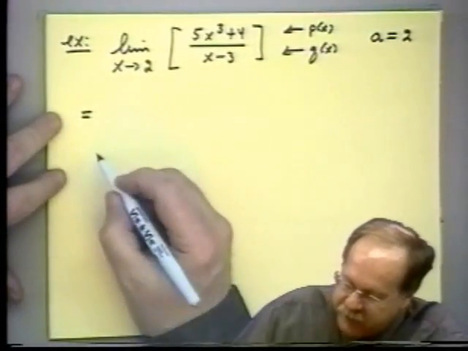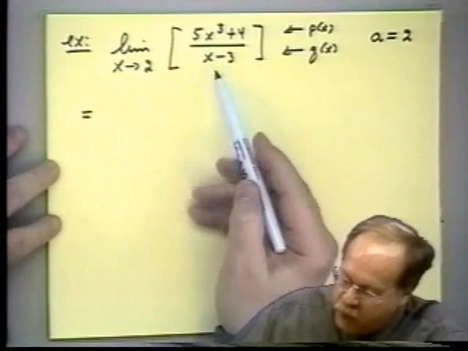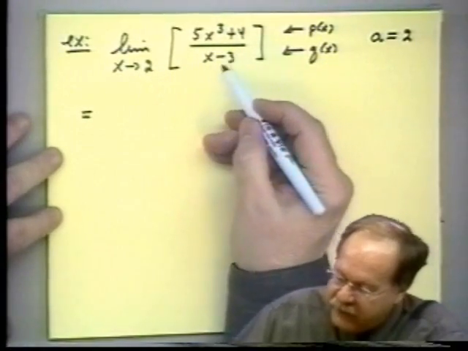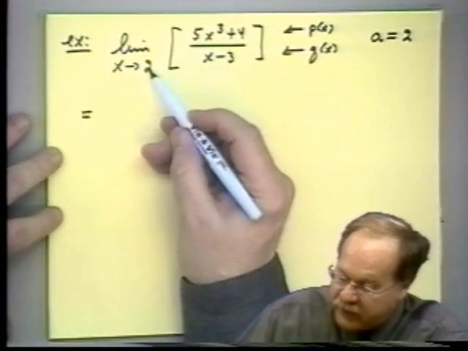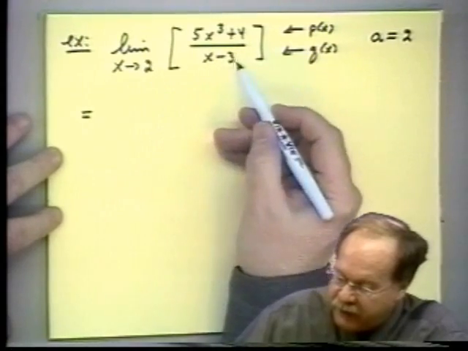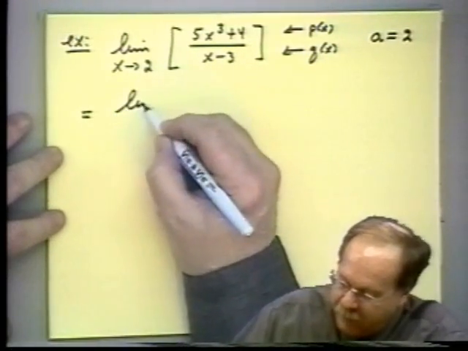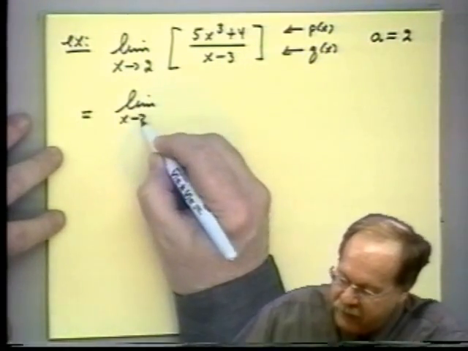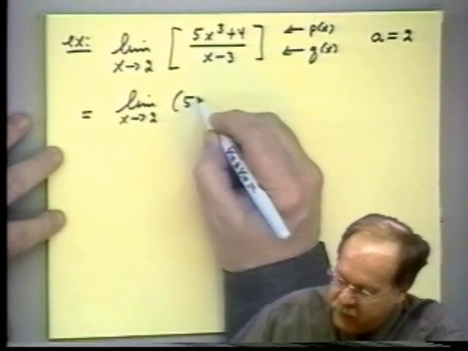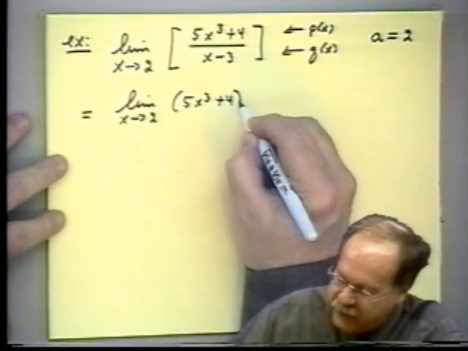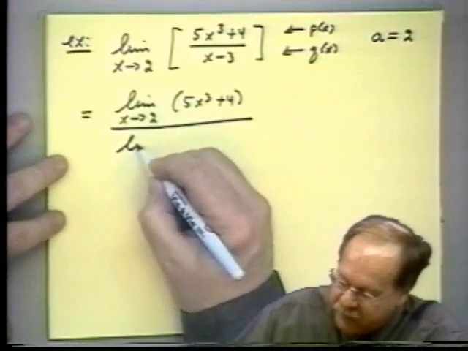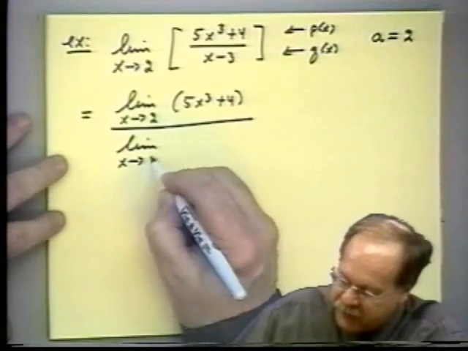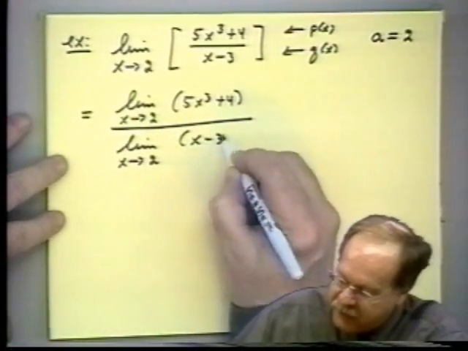Now, how does one actually compute this? Well, this is a limit of a quotient, and provided the denominator does not go to 0, and of course as x goes to 2, it doesn't look like this is going to go to 0, we'll find out in a moment. The limit as x approaches 2 of 5x cubed plus 4. We take the limit of the top over the limit of the bottom, the limit as x approaches 2 of x minus 3.